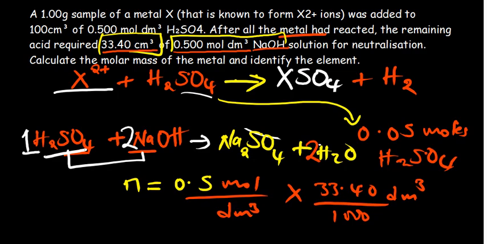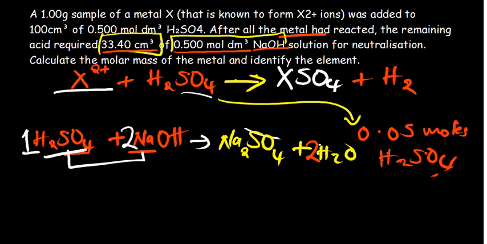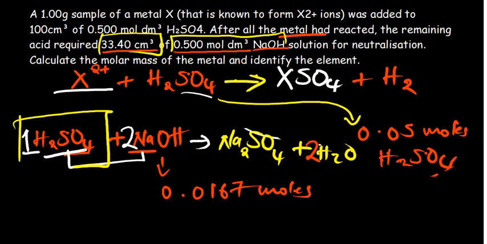So quickly, the 3.40 divided by 1,000 multiplied by 0.5. The decimeter cubed goes away. Now the answer that I'm getting as the number of moles of sodium hydroxide is 0.0167 moles. Notice that we are not interested in the sodium hydroxide. Instead, we are interested in the acid that was in excess, because it is the one that was reacting in the first reaction. These are in the ratio of 1:2. Take note of that.